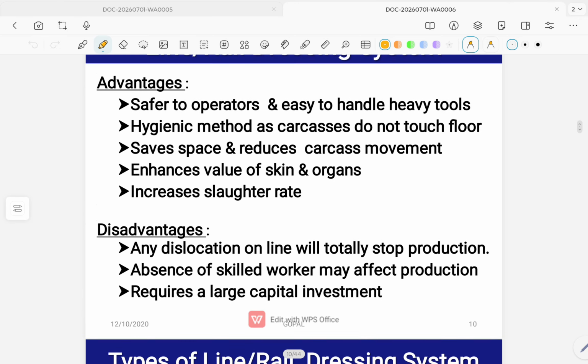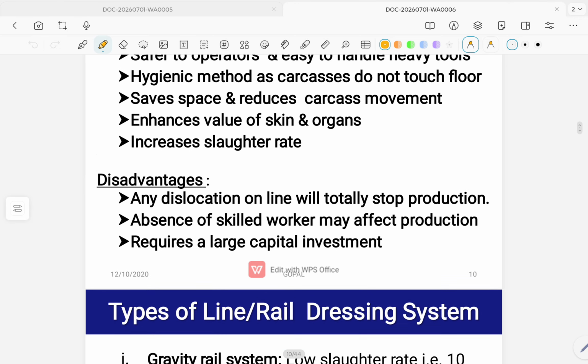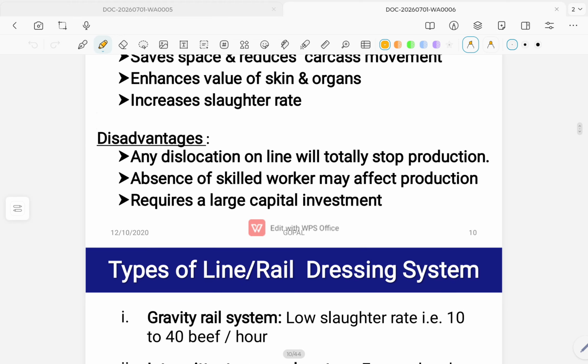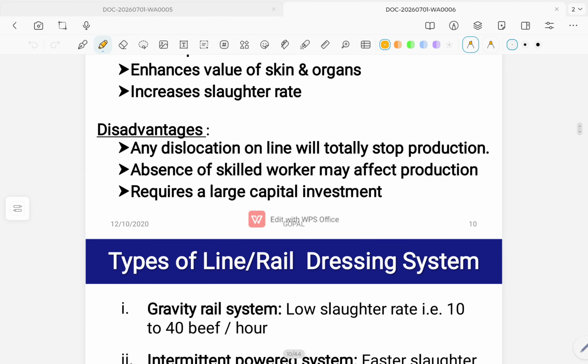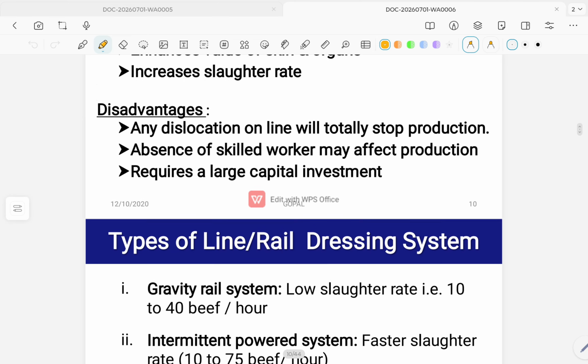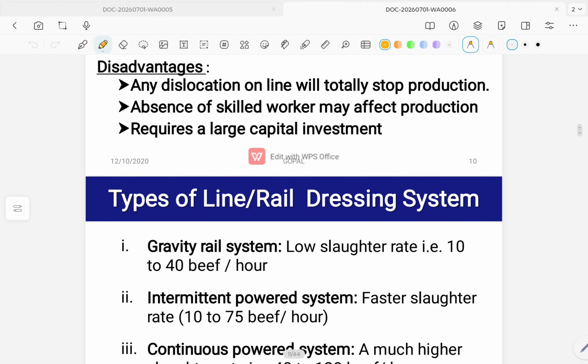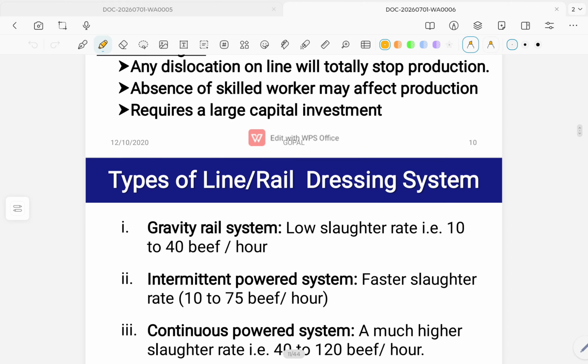Increases slaughter rate. Disadvantages: any dislocation on the line will totally stop production, absence of skilled workers may affect production, and it requires a large capital investment. Types of line or rail dressing system.